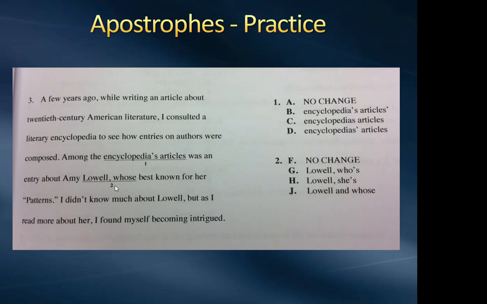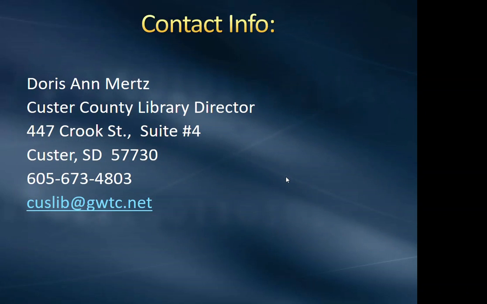So let's look at this Amy Lowell, whose. We're being tested on the correct form of whose. So should it be whose with no apostrophe, or should we use who is, which would require an apostrophe? So let's say Amy Lowell, who is best known for her patterns. So who is does make sense. So we know we were going to need this form of who's, G. So the answer is G.